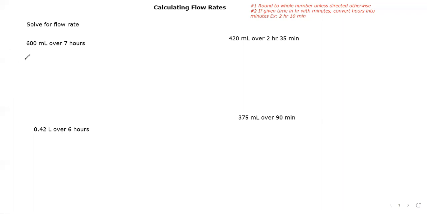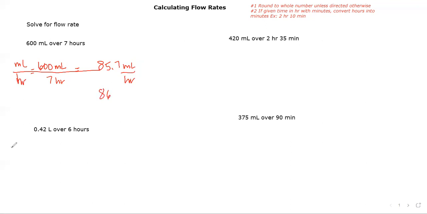All right, so we're solving for flow rate, and none of these have drop factors listed, so we are going to be going for milliliters per hour. These are very basic dimensional analysis. Try not to do mental math with these. Little errors can happen. In this case, we have milliliters per hour already, so we're just going to do 600 divided by 7, and this is going to give us 85.7 milliliters per hour, which we would then round to 86.